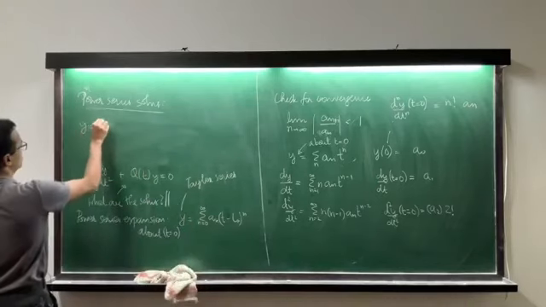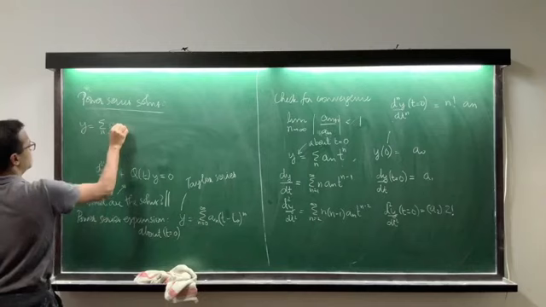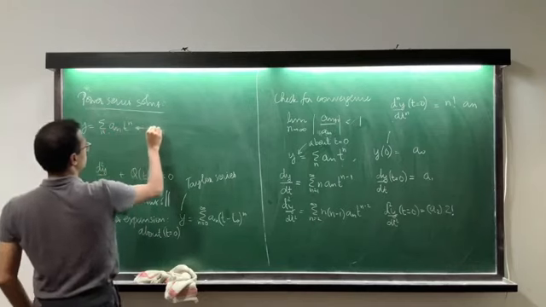So y equals the sum of a_n t^n. So it is the inverse of the usual Taylor series.